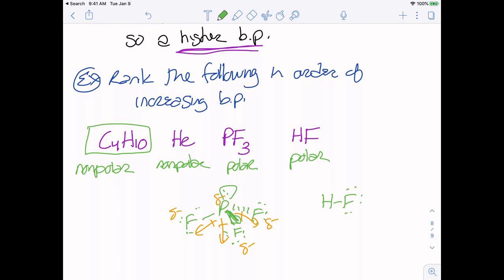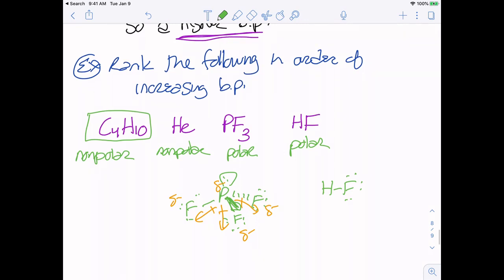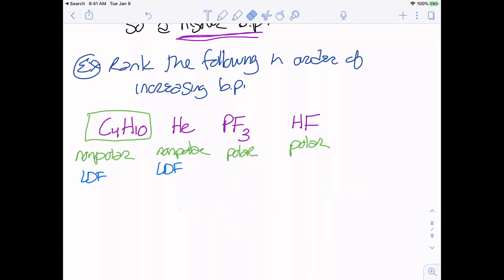The next thing I'm going to do is list what types of intermolecular forces they have. So if it's non-polar, it's only going to have London dispersion forces. This is also non-polar, so only London dispersion forces. I'm going to get these out of the way. This has London dispersion forces because we're always going to write that down. It's polar, so dipole-dipole.